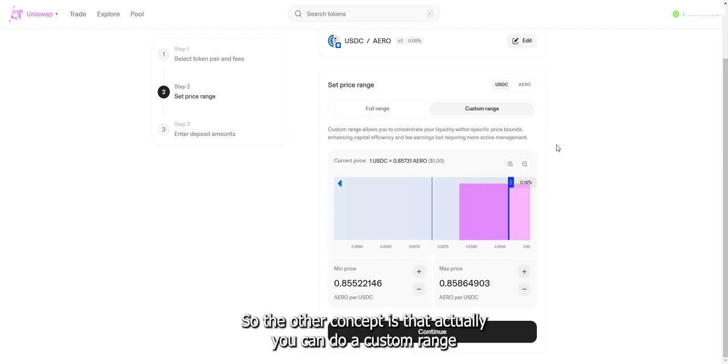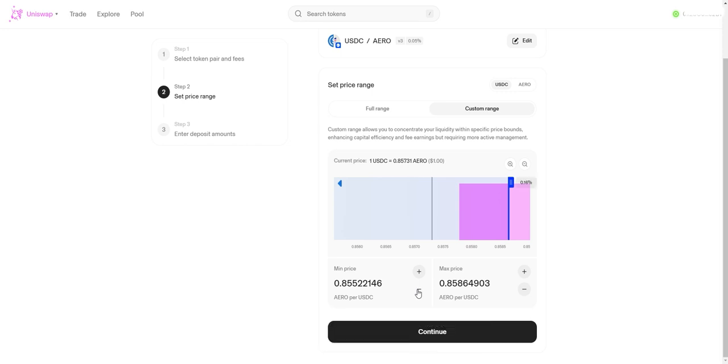The other concept is that you can do a custom range. It's a very advanced concept. I'll just touch on it quickly over here.